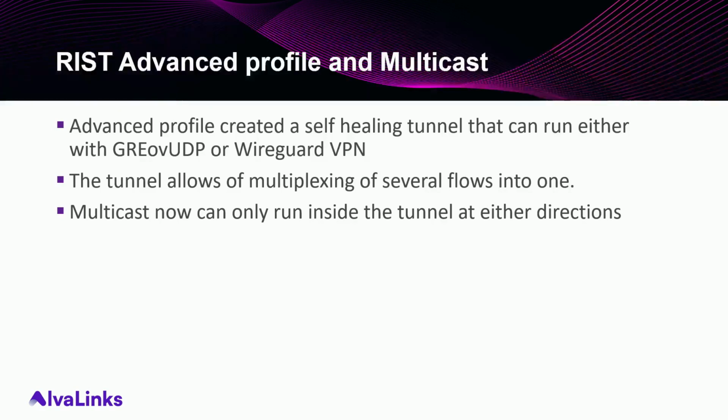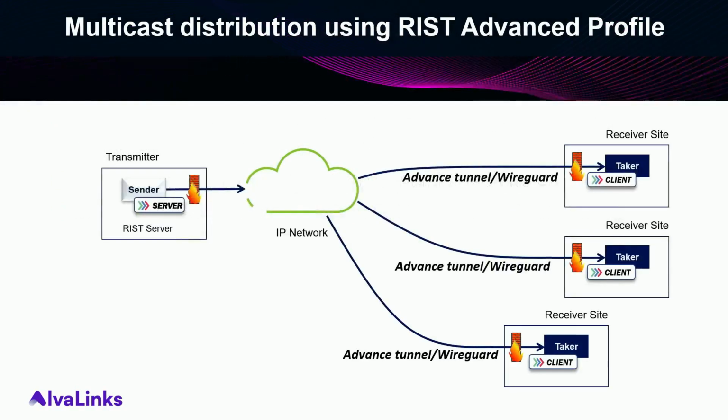It will do forward error correction. It will do 2022-7. It will do load balancing, path diversity, all of those goodies without the user even knowing about it. In fact, you can multiplex multiple flows and give them an ID, and you can prioritize things through the tunnel, and the tunnel will be self-healing. So now multicast can only run inside the tunnel at either direction. So let's see how it works.